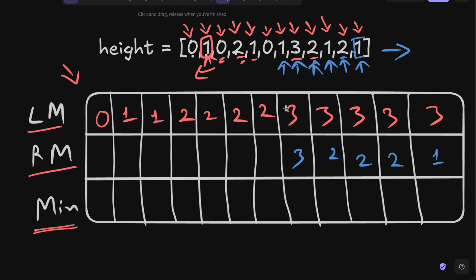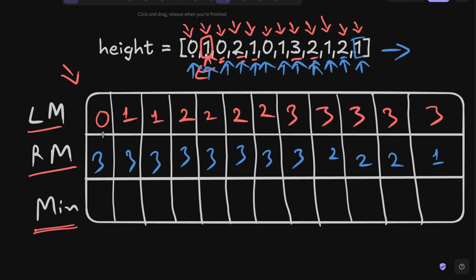Then here we have 1, so we will again have 3 as a maximum. Then here we have 0, 3 will be the maximum. Then here we have 1, 3 will be the maximum. Here we have 2, 3 will be the maximum on the right. Here we have 0, 3 again. Here we have 1, 3 again is the maximum. And here we have 0, 3 again is the maximum on the right.